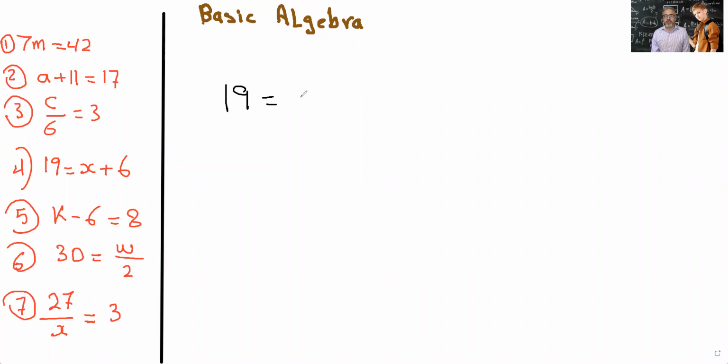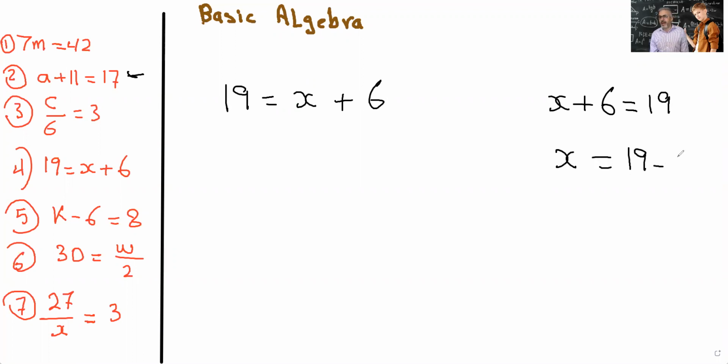19 equals x plus 6. It kind of looks like this right here, but it's written backwards. But it's the same thing. If you don't like the way it looks right here, you could just rewrite it as x plus 6 equals 19, and you're fine doing that. And now, as I said, if you want to do it the fast way, you move the 6 to the other side, it becomes 19 minus 6, which is 13. And that's your answer.